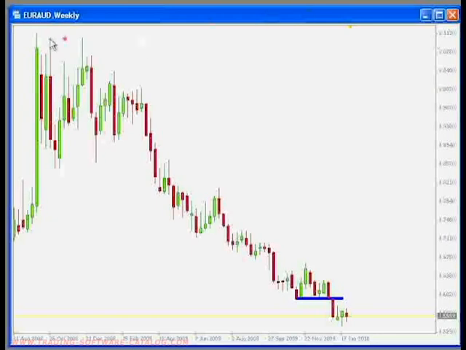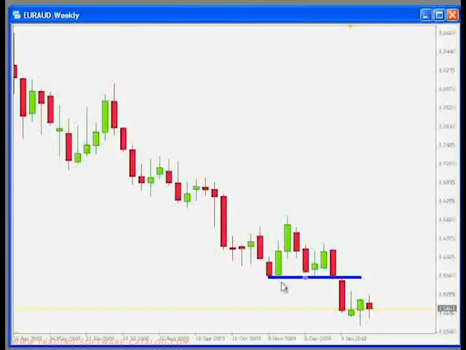Another prime example, euro against Australian dollar, weekly time frame. Nice downtrending scenario, isn't it? We do have a market bias there. However, in here, price entered a period of another no man's land, where price has found double support in there, with that swing point there and that swing point there.